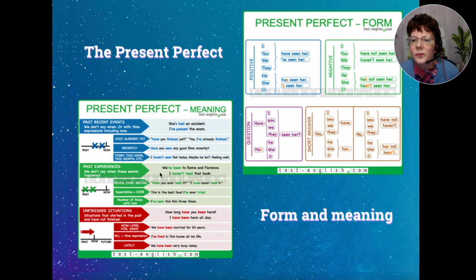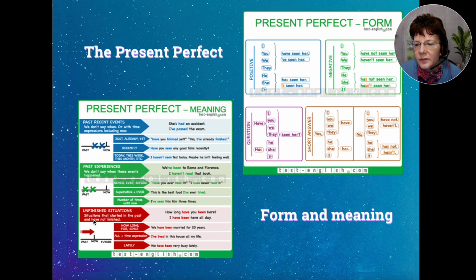All right, so the meaning we'll look really quickly here. The present perfect is used for past recent events. We don't say when, or use time expressions including now. Okay, and then the second use is for past experiences. We don't say when these events happened as well. We just know that we had this experience.